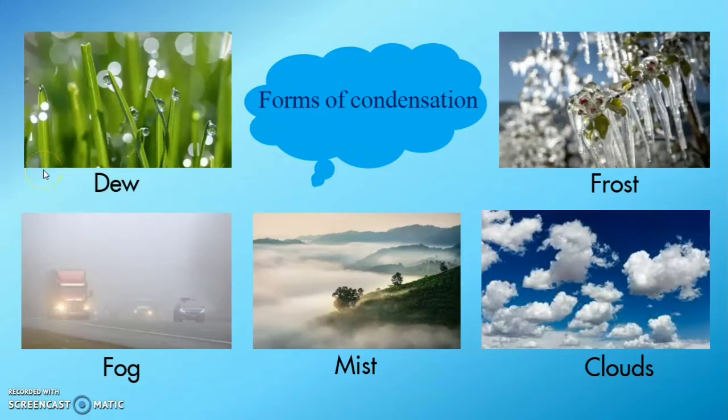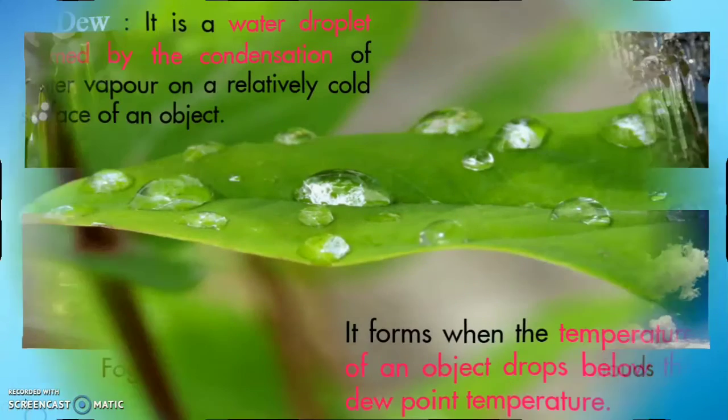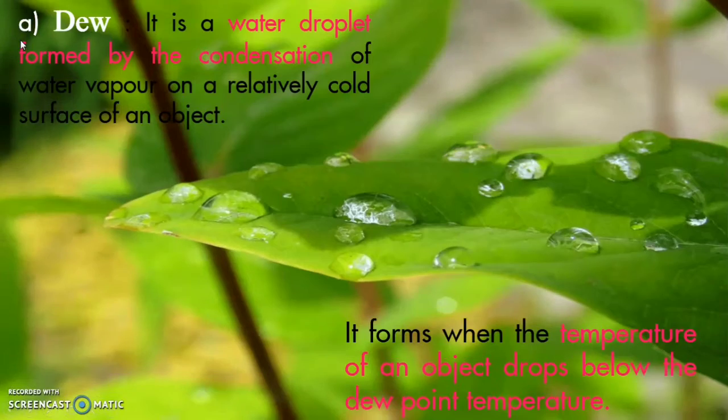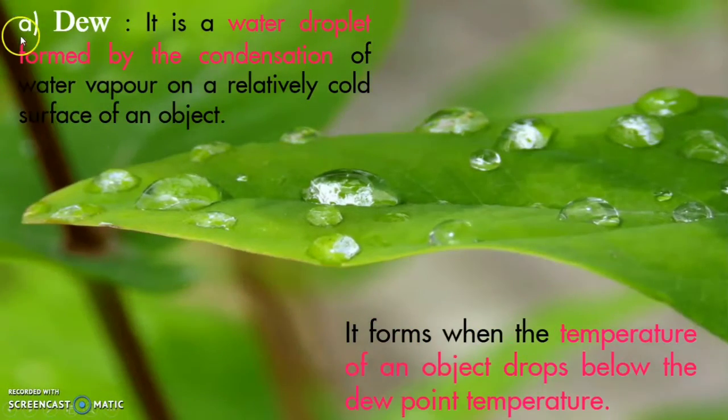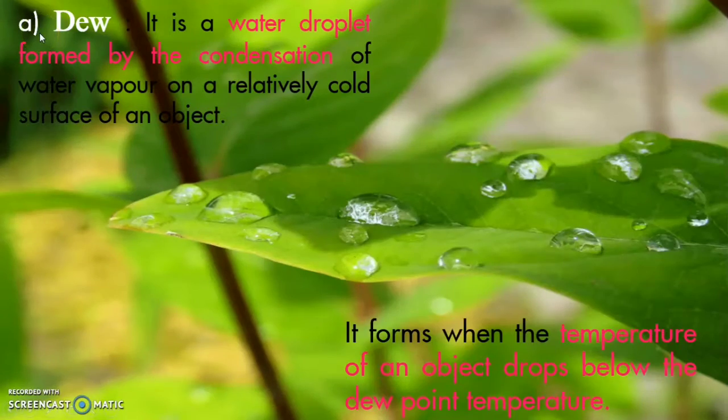See, children, condensation can take different forms. They can be in the form of dew, frost, fog, mist, and clouds. Now, let's learn about them one by one. The first form of condensation is dew. Have you ever seen dew, children?